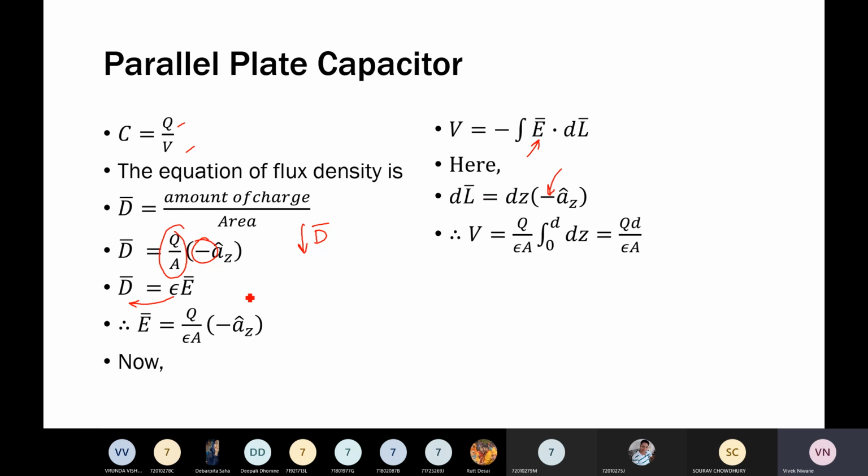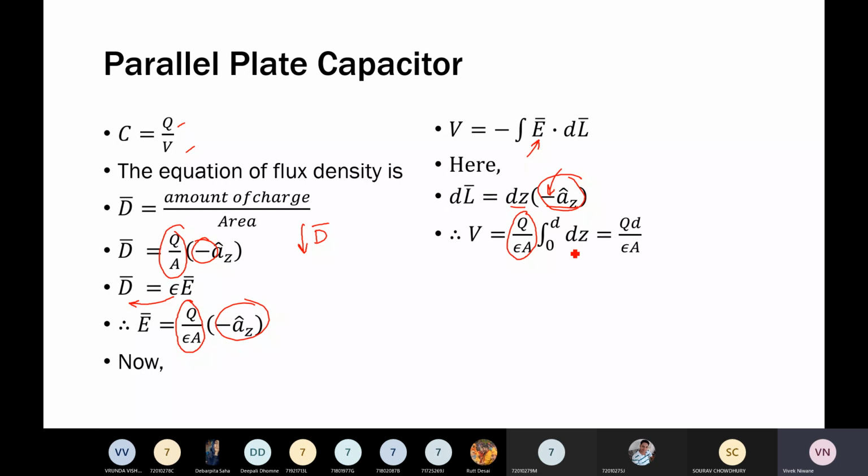Okay. E bar क्या है? Q upon epsilon A. Q upon epsilon A. ओके ये dl क्या है? dz माइनस az. तो ये माइनस az और माइनस az, ये माइनस माइनस प्लस हो गया.